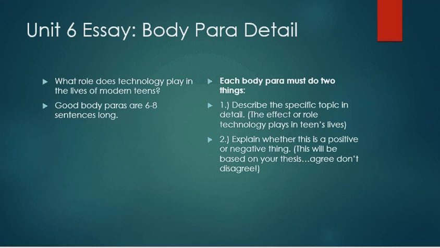A good body paragraph is 6 to 8 sentences long. Now, what each body paragraph has to do is describe its topic, and then explain its topic. So, for example, if I choose to write about the role technology plays in the lives of modern teens, then the first step is deciding what my opinion is. Let's say I say it's positive.